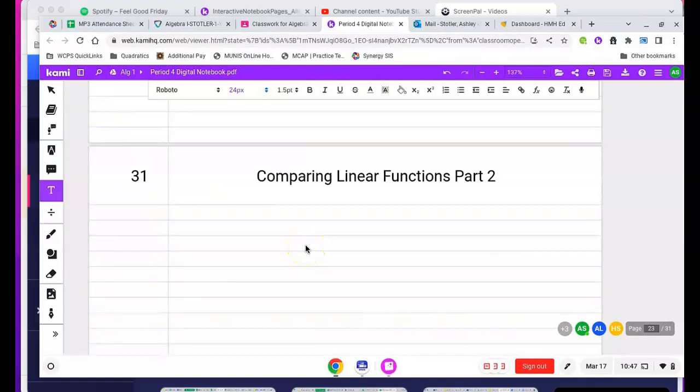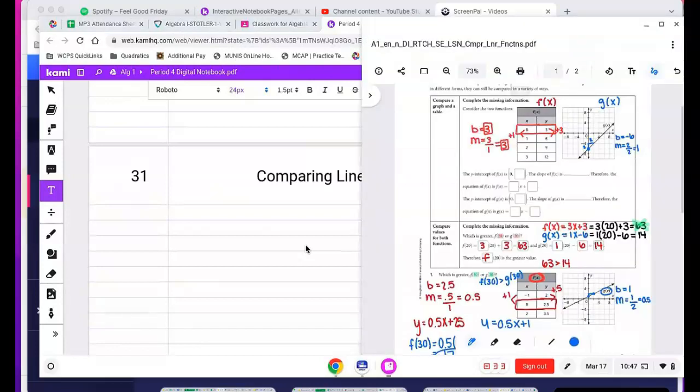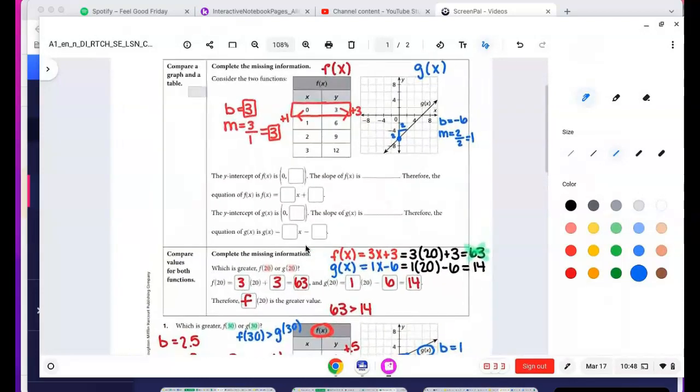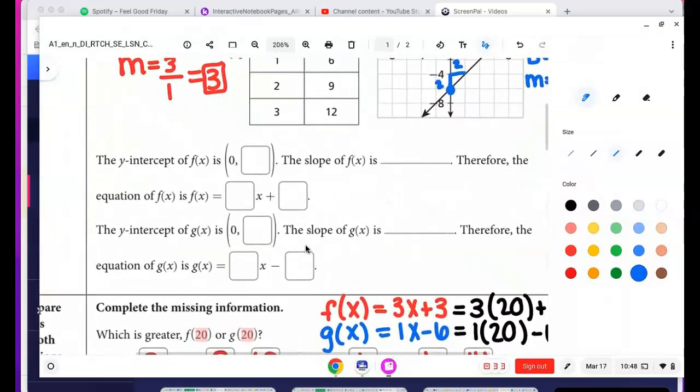Hey guys, in this video we're going to go over page 31 notes, comparing linear functions part 2. It's actually the same page as page 30, so you do not need to tape anything extra down on page 31. We're just going to add on to page 30 notes. Just as a reminder, this is what page 30 notes look like. We are going to fill in the middle portion and compare the different parts.